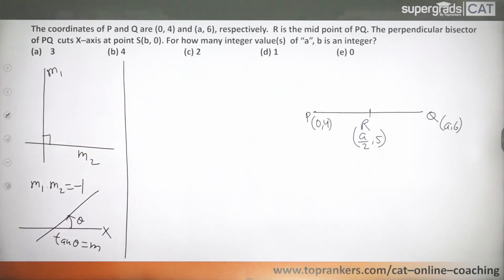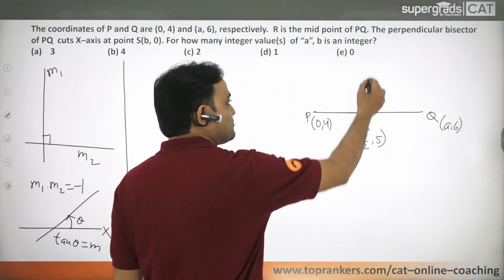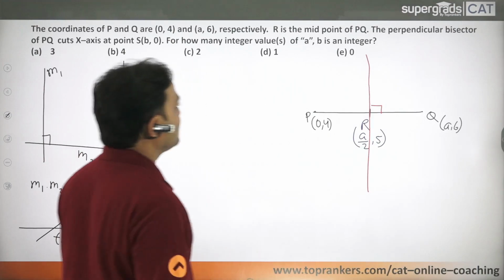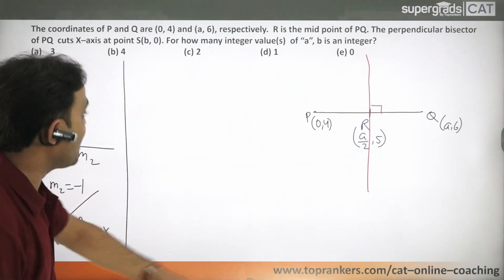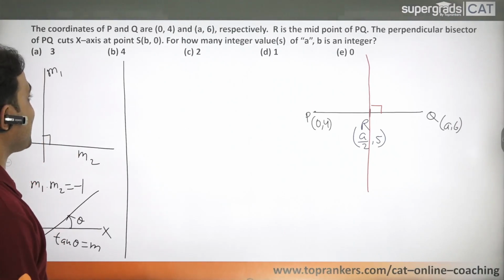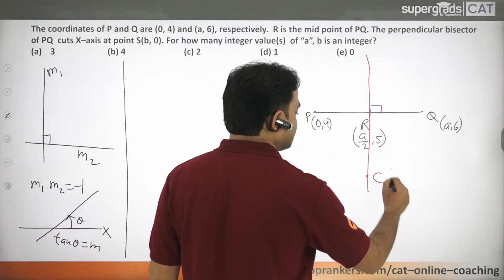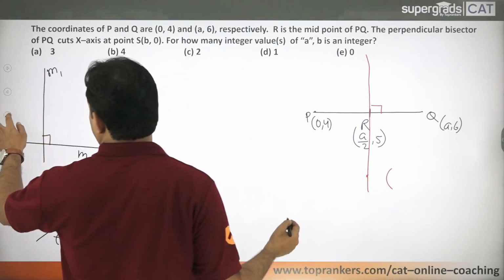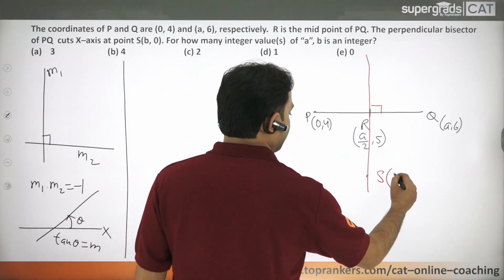Now it says the perpendicular bisector of PQ. Definitely that perpendicular bisector will bisect this line and be perpendicular to this. So we are talking about this one. The perpendicular bisector of PQ, which will pass through R, cuts the x-axis at point S (B, 0). So let's say this line where it is cutting the x-axis, this point is S. The coordinate of S is (B, 0).